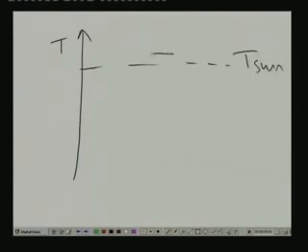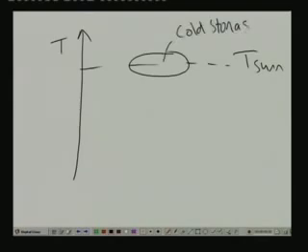Let us say that we have a cold storage, which is initially at the surrounding temperatures. Now we would like to reduce the temperature of this cold storage to a required level. Let us say that this is your required temperature. So the cold storage temperature has to be brought down from the surrounding temperature to this temperature. Temperature is increasing in this direction. How can this be done?